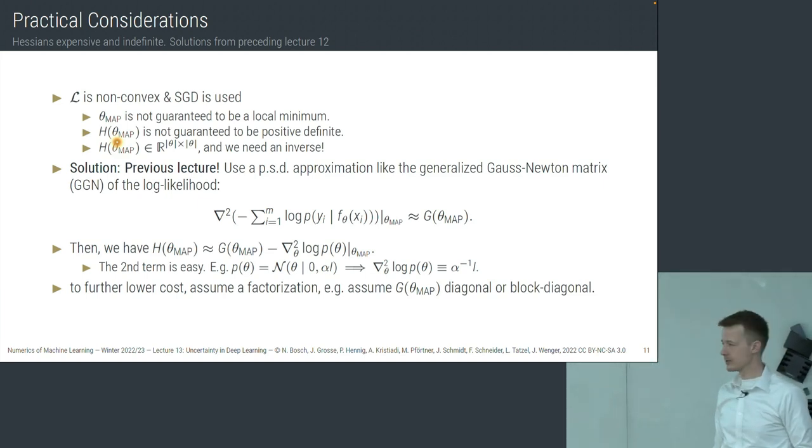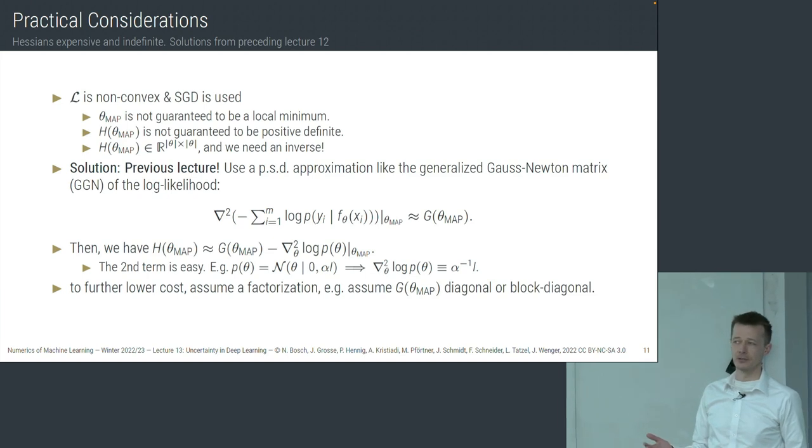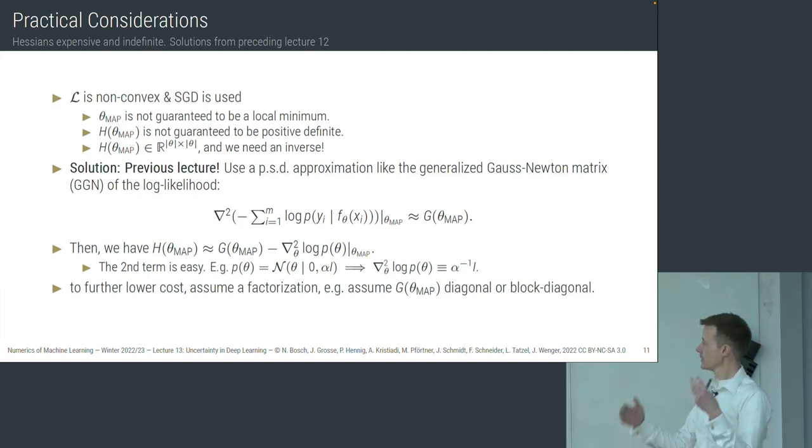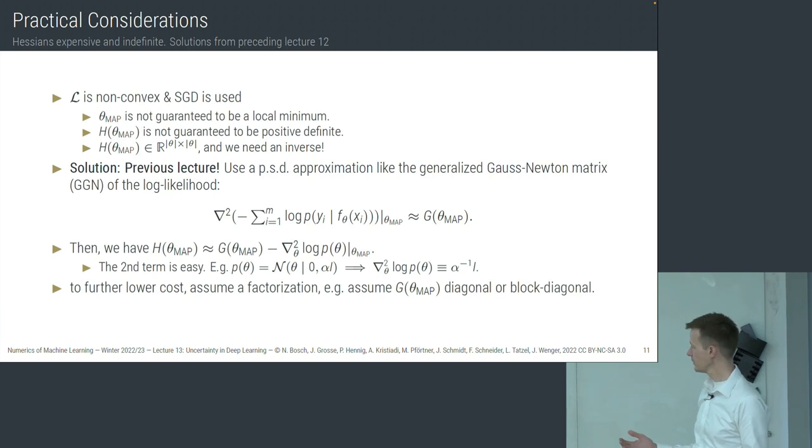So the answer is going to be the same as in the previous lecture. We're just ignoring the fact that we're not actually at a mode. We are just going to construct an approximation to the Hessian that is guaranteed to be positive definite. Spoiler alert, it's the generalized Gauss-Newton matrix that you already heard about last week.